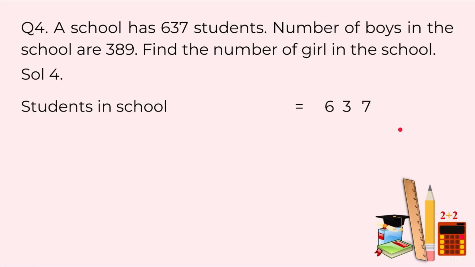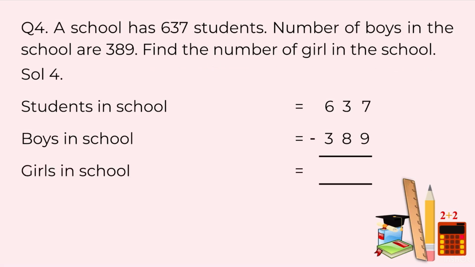Then going back to the question, number of boys in the school are 389. So boys in school is equal to 389. They have told us about boys in school in the second statement. That information only we are writing in the form of a statement. After that, we will again go back to the question. Find the number of girls in the school. So we will subtract and find our answer.